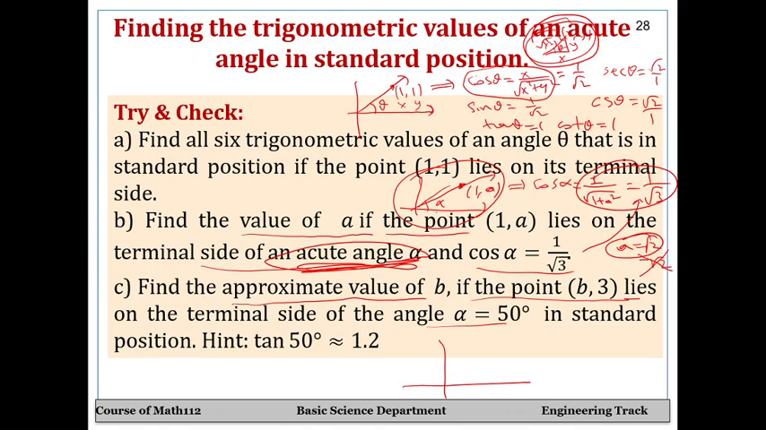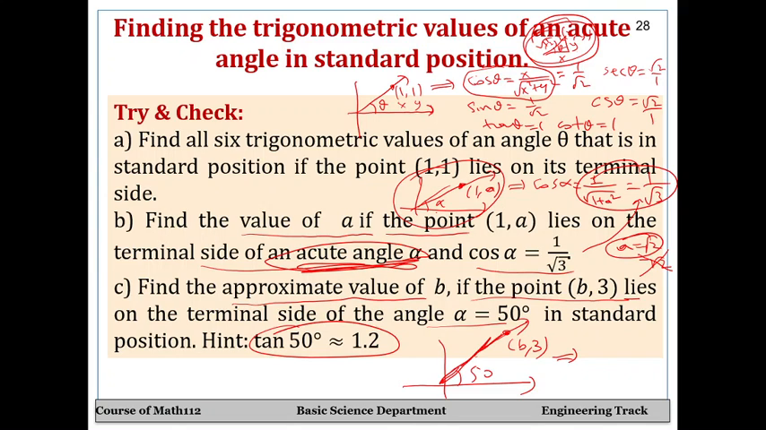Find the approximate value of b if the point (b, 3) lies on the terminal side of the angle 50. So here we have this 50-degree angle, and (b, 3) is a point here on the terminal side of the angle alpha. Now it's given that tangent 50 is equal to 1.2. Then we want to find b.